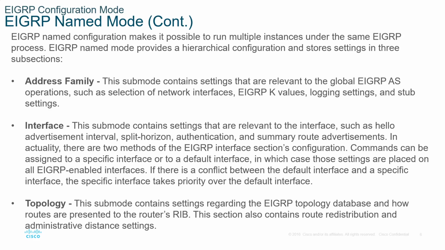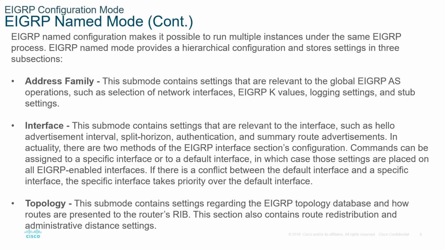So under the address family, you have your autonomous system, global commands. So this is selection of network interfaces, your K values that you're using, logging settings, and stub settings. Under the interface submode, these are your elements that apply to your interfaces, such as your hello intervals, split horizon, and authentication summary routes. More on that later.